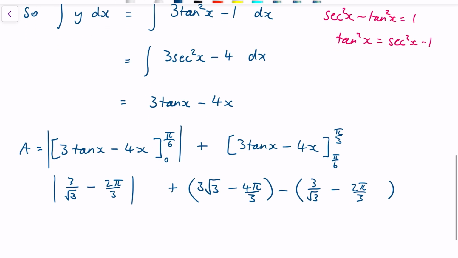Okay, and if we simplify all of that, the answer comes out to be square root 3. I'll leave you to check that.